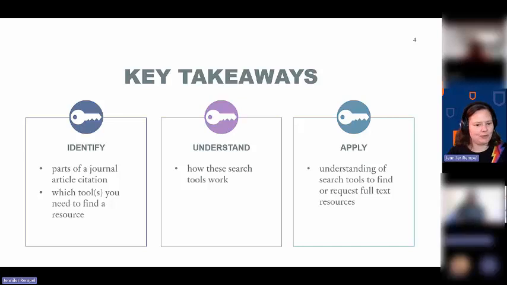So my hope from this session is that you take away a few things. The ability to identify the parts of a journal article citation and what tools you might need to find a particular resource. I also hope that you take away an understanding of how our different search tools work, what they do, and that you're able to then apply your understanding of these search tools to either find the full text or to request full text later on if that's not available.